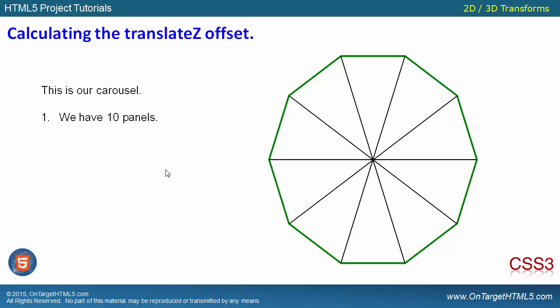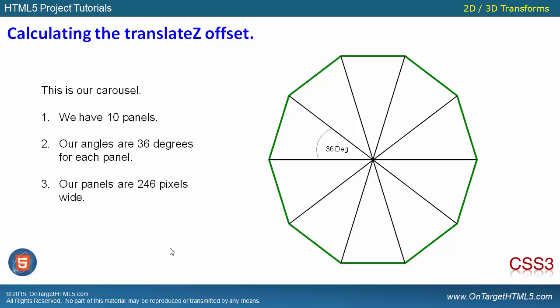So this is our carousel. We have 10 panels. Our angles are 36 degrees. So that's the angle here you're going to see in a minute. That's 36 degrees. And our panels are 246 pixels wide. We actually just set that up as we were putting together our CSS file.